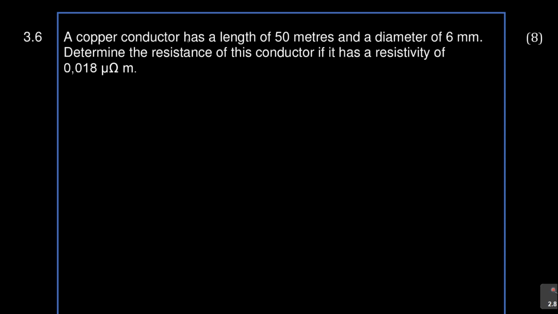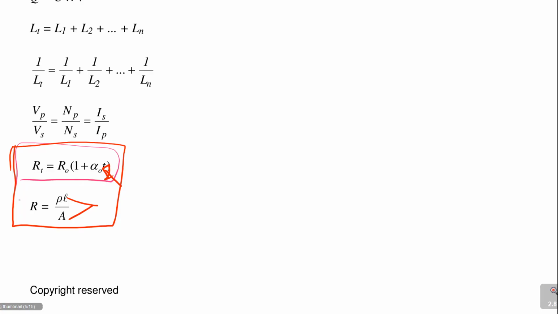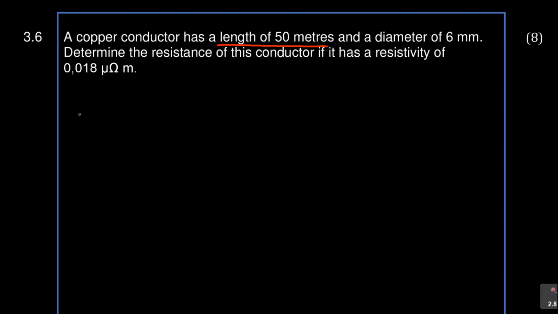But here they say what? Length. So automatically you know which formula to use, and it is this formula. R is PL over A. So let me write that formula down. It says resistance R is PL over A.